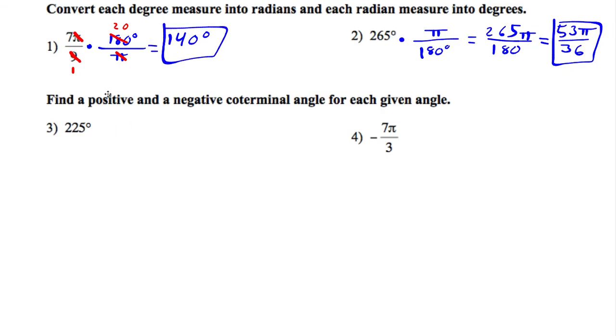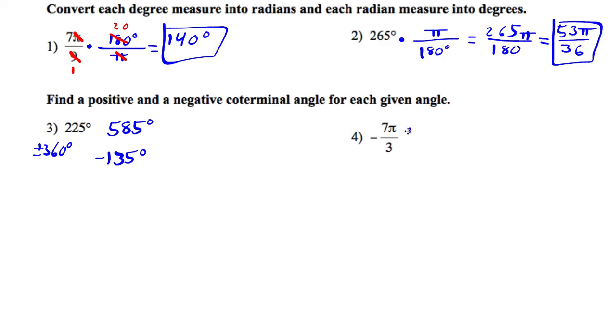Here we want to find one positive and one negative coterminal angle. So 225, if we add 360, we are going to get 585 degrees. And if we subtract 360, we're going to get negative 135 degrees. Simple enough, right? All we do is add or subtract 360.